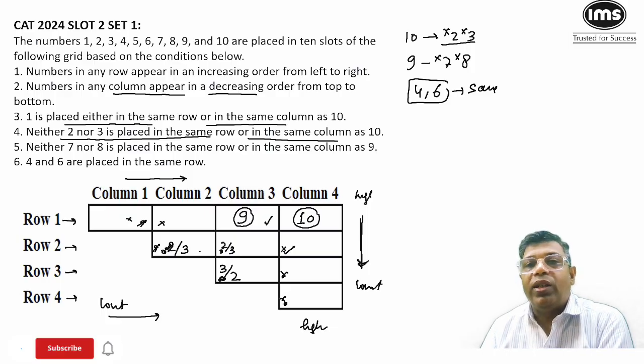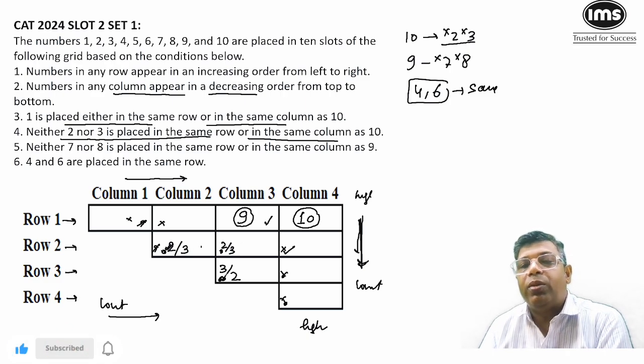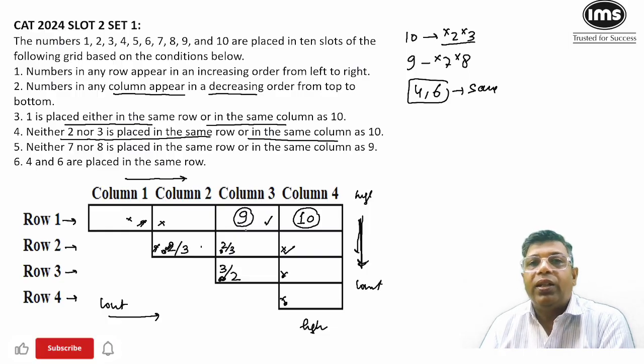Now, what about 4 and 6? And 7, 8 should not come in the same row or column as 9. So in this scenario, 7 and 8 has to come in this particular column. That is column number 4. There is no other way. I can't take 7, 8 over here. Right? And you can't take 7, 8 over here. And you can't take even 7, 8 over here because this number has to be bigger than 7, 8. And the numbers that are bigger than 7, 8 are only 9 and 10. We have already placed them there.